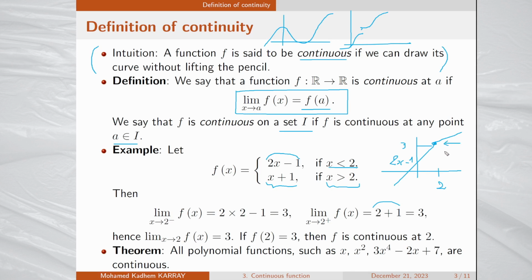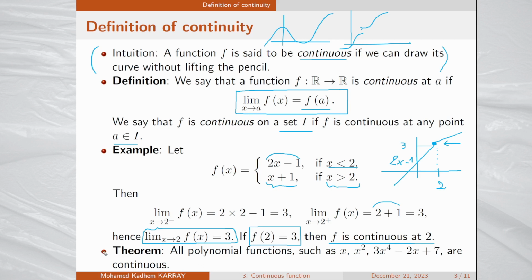Consequently, the limit of this function at point 2 exists, and it is equal to the value 3. So if we define the value f of 2 to be equal to the limit 3, the function will be continuous at point 2. For continuity to hold, we should define the value of the function at this point as being equal to the limit at this point, which is 3.